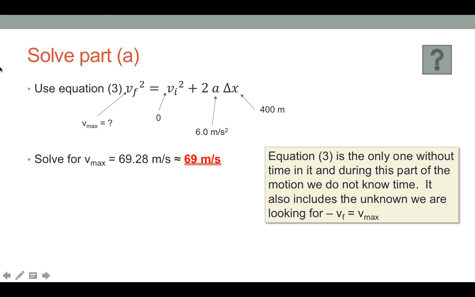However, we only know everything to 2 sig figs. That's the acceleration right here. The 400 we can assume is known to at least 2 digits. Hopefully the 4 and the 0 will be significant. And therefore we round this off to 69 meters per second. And that's the answer to part A.